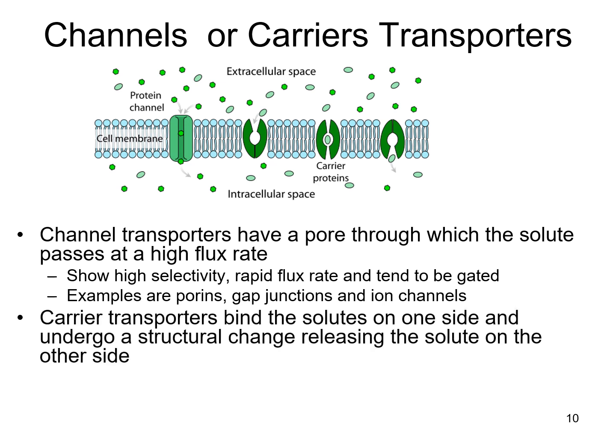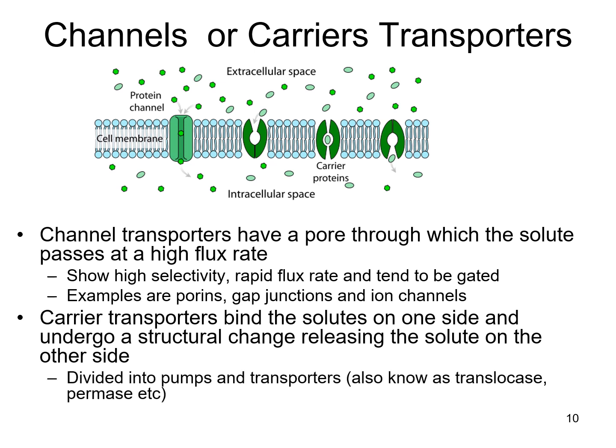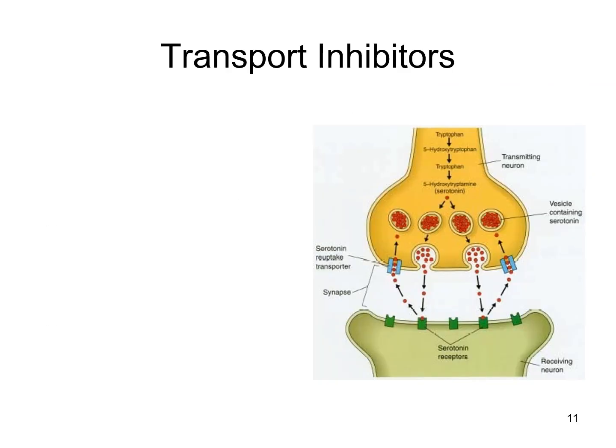Carrier transporters bind to the solutes on one side of a membrane and undergo a structural change, releasing the solute on the other side. These are divided into pumps and transporters. We'll also talk about a carrier transporter in just a little while. Now, there are substances that are transport inhibitors.